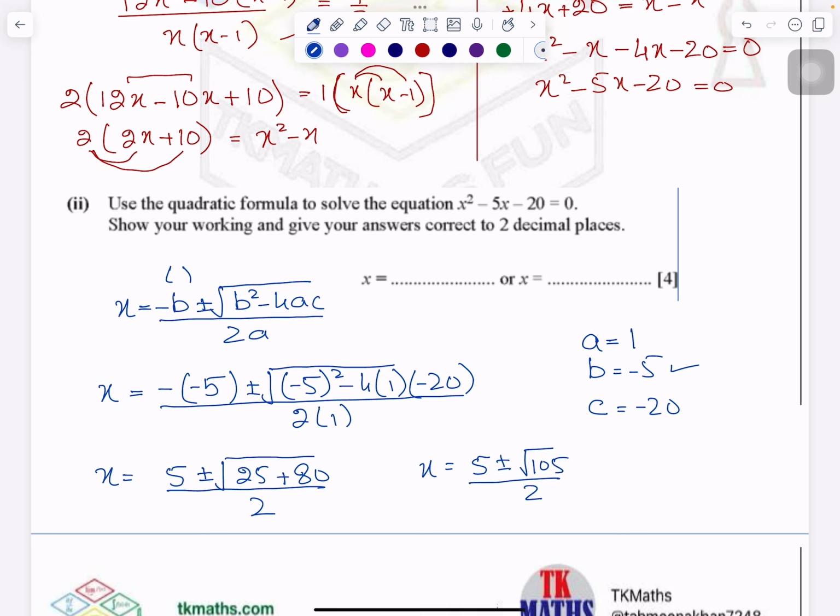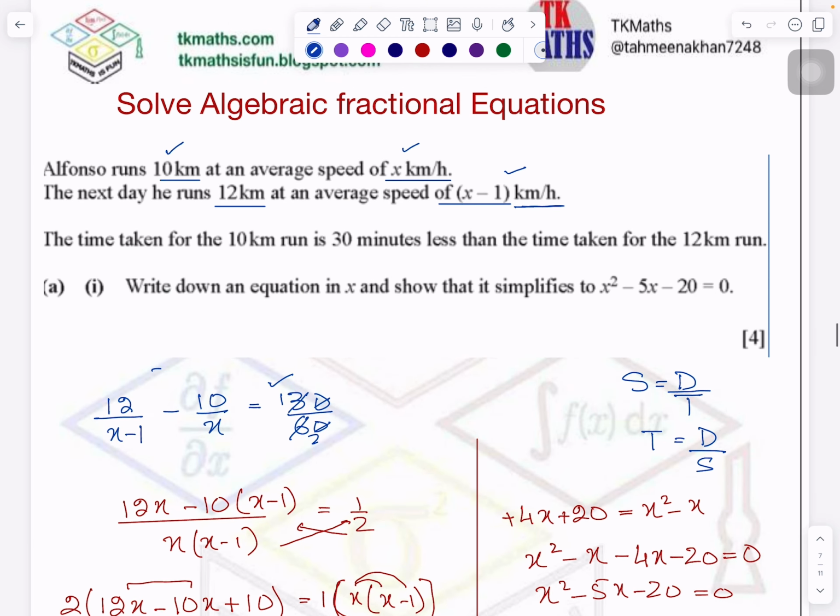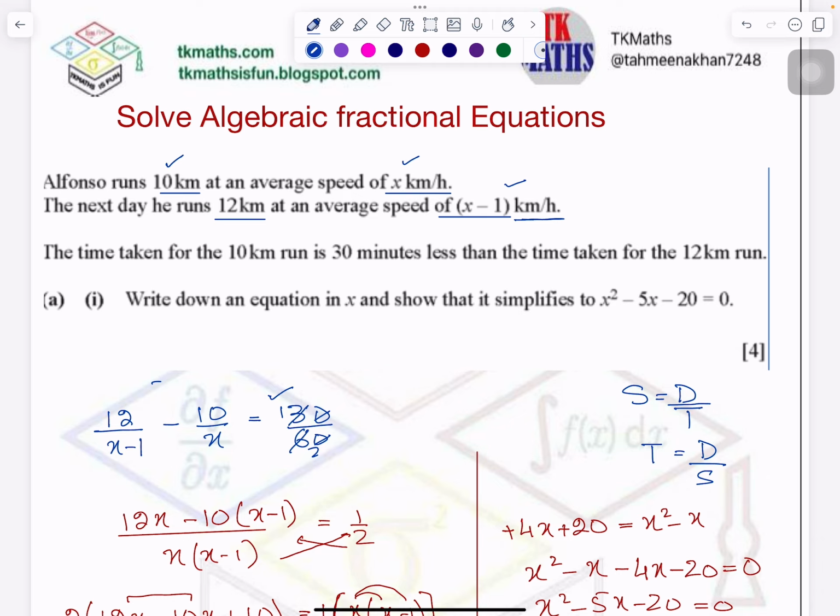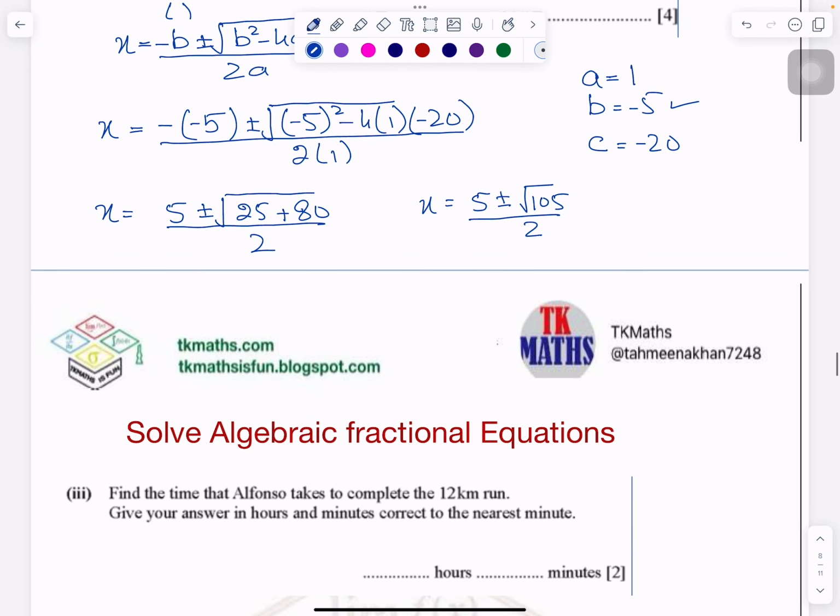Now, what is this x representing? x is representing your speed, right? It is given to you in the question. So you will ignore the negative value and you will only pick up the positive value. So 5 plus root 105, divided by 2, that is 7.62. So speed is what? Kilometer per hour. And this is what the question was asking.